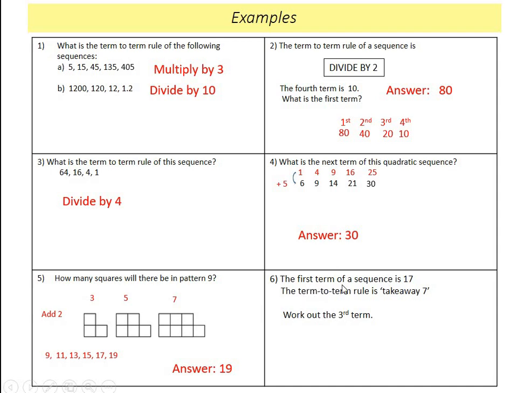Question number 6. The first term of a sequence is 17 and the term-to-term rule is take away 7. Work out the third term. So this is easier than question number 2 because we've been given the first term, which we know is 17, and I just need to take away 7 each time. So 17 take away 7 is 10, take away 7 is 3, so my answer is 3.